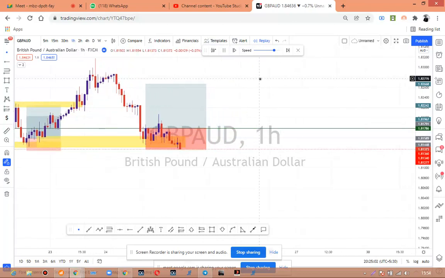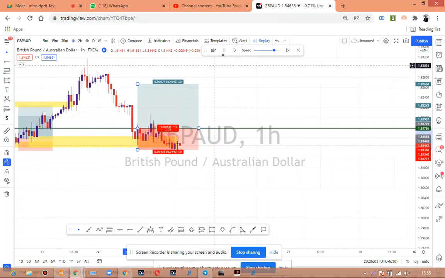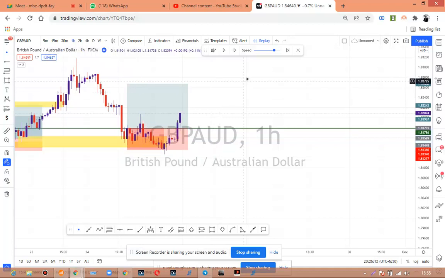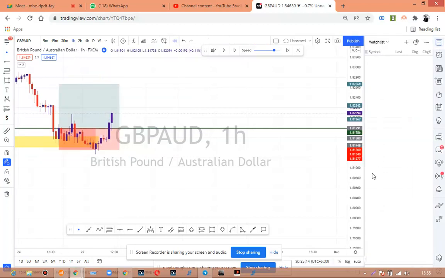The market is still ranging, and then the market hit the stop loss. So out of 5 trades, we lost 3 trades. Then we won 2 trades. Okay. So now I'm going to choose any other currency pair next.